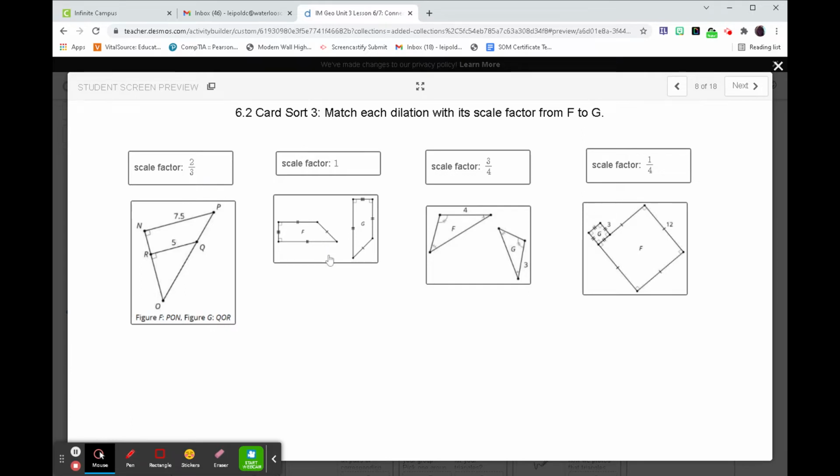Scale factor 1 to 1. So these are congruent. So that means our scale factor is 1. 3/4, again, we did 3 over 4, which gives us the scale factor of 3/4. And this one, 3 over 12 is 1/4.